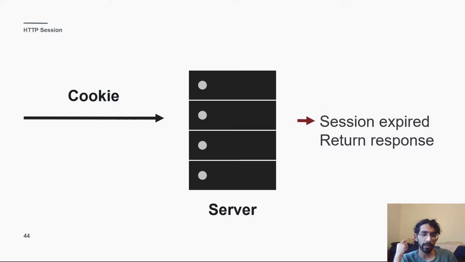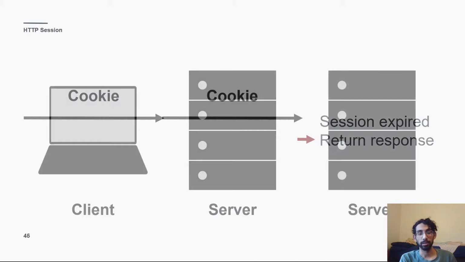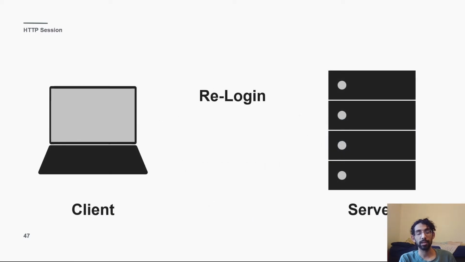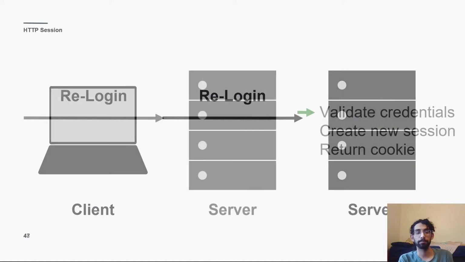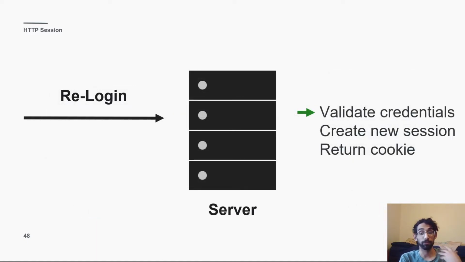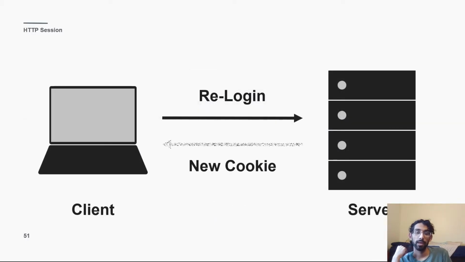But what if it's not valid, right? What if the session's expired? Then we just return an invalid response saying, hey, that's a bad cookie. You have to log in again, right? If the session's expired, we tell the front end, hey, just log in again. Then, validate the credentials, create a new session, return a cookie. And now that we've made the new cookie, we can send it back.